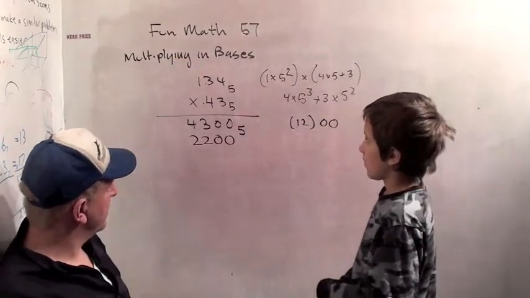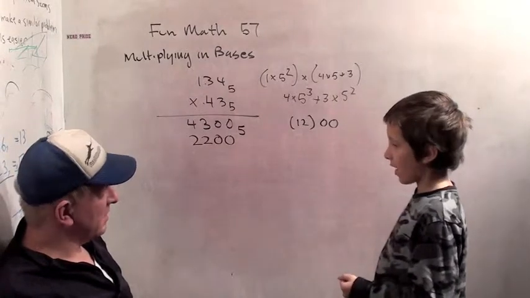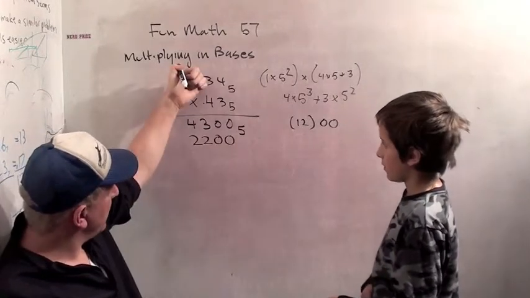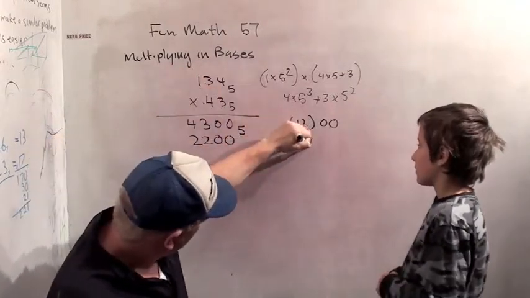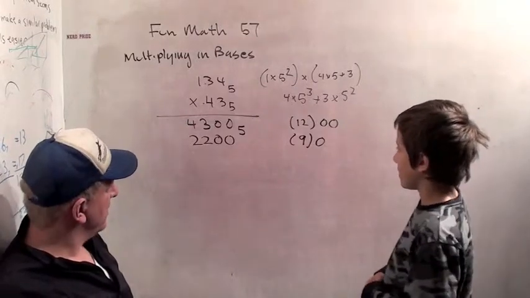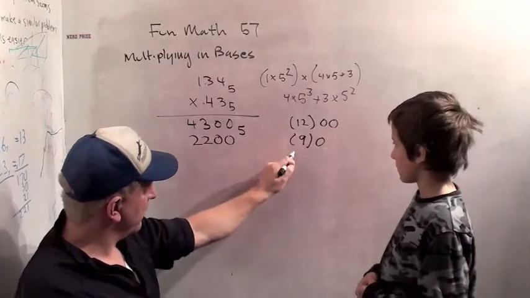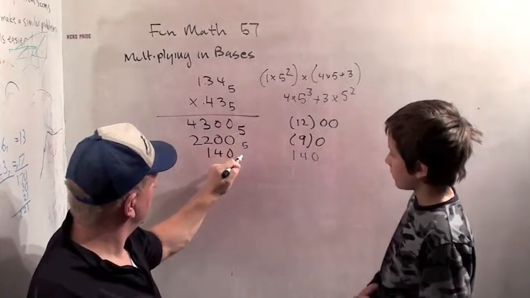What do I have to do next? 3 times 3. Well, it's really 30 times 3, which would be 90. So 90. What is 9 in base 5? 9 is 1, 4. Okay, so I get 140 in base 5.